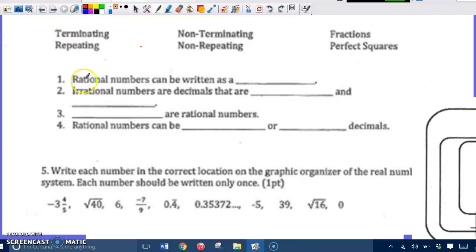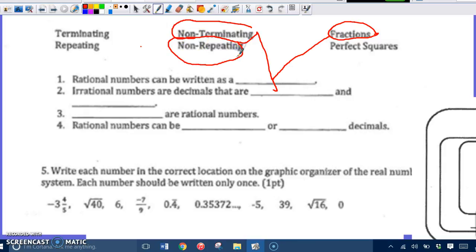So, rational numbers can be written as, if you stop and rewind the video a little bit, you'll see the word that fits best in here is fractions. So I'm going to circle that and put that right here. Irrational numbers are decimals that are, remember, irrational like crazy Uncle Joe. So irrational numbers are ones that are not terminating, going on and on and on, and irrational numbers do not repeat. They just go on and on and on without a pattern, okay?